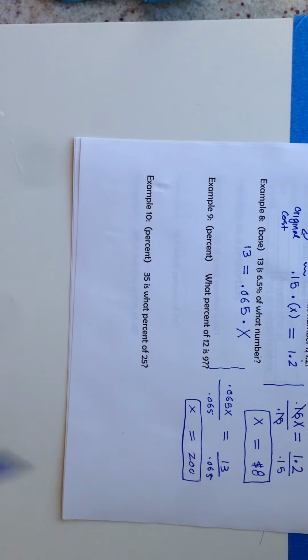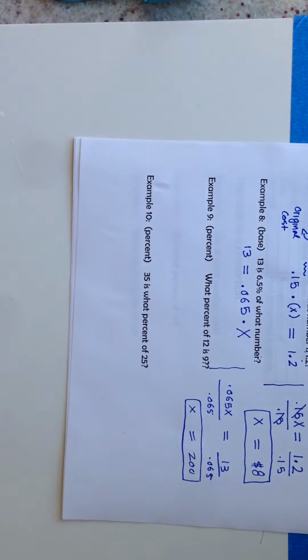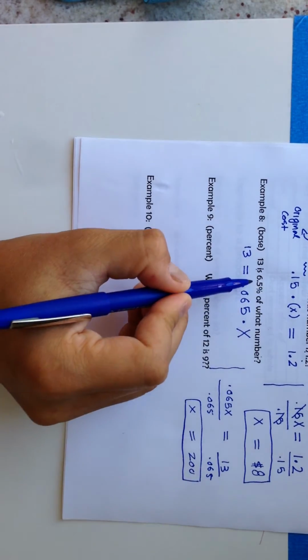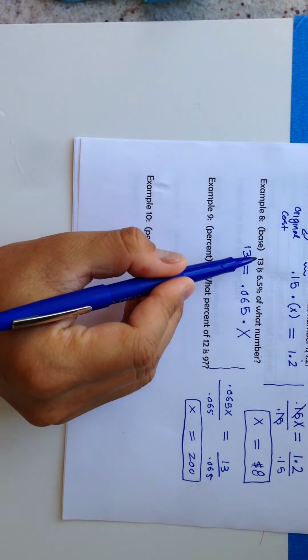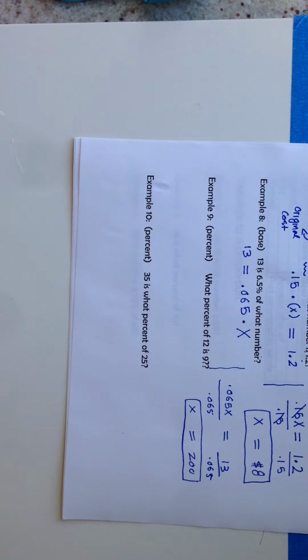This means that you spent $200 at the mall if you saved $13, and the saving percent was 6.5%. So by knowing how much you save, you can figure out how much you spent, which is cool.